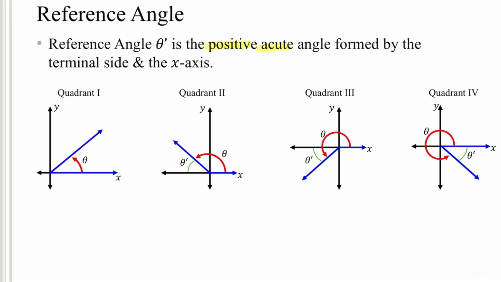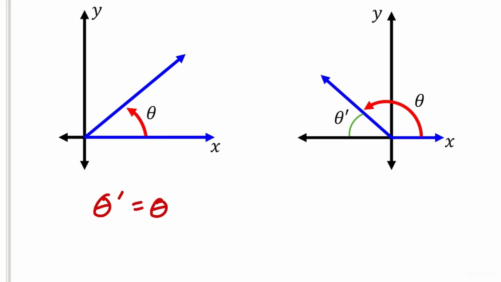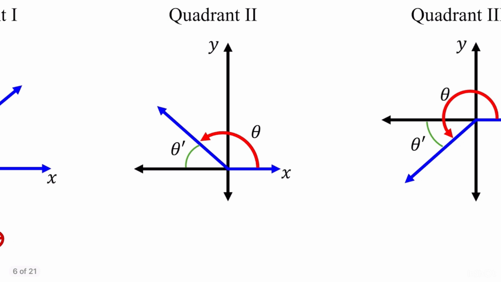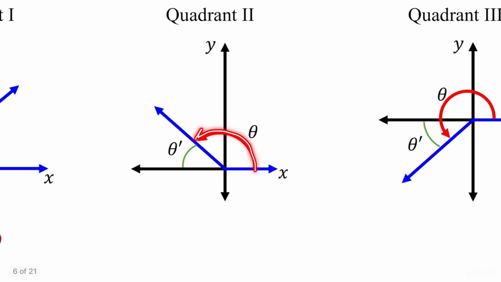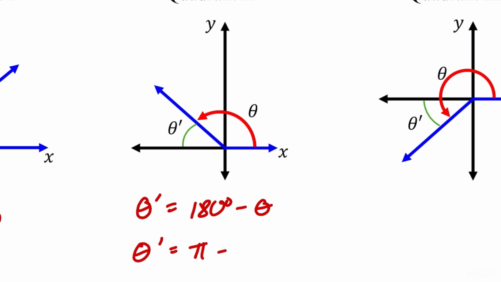So in quadrant 1, you'll notice that in the diagram, it's just labeled as theta. And that's because in quadrant 1, theta prime is the same thing as theta. The reference angle is the angle itself. Now in quadrant number 2, this would be your angle theta moving in a counterclockwise direction from the positive x-axis, but this is your reference angle. So in degrees, we know the whole thing is 180 degrees. So to find theta prime, we just need to subtract theta from 180 degrees. So theta prime would be 180 degrees minus theta. And if we were doing this in radians, it would be theta prime is pi minus theta.